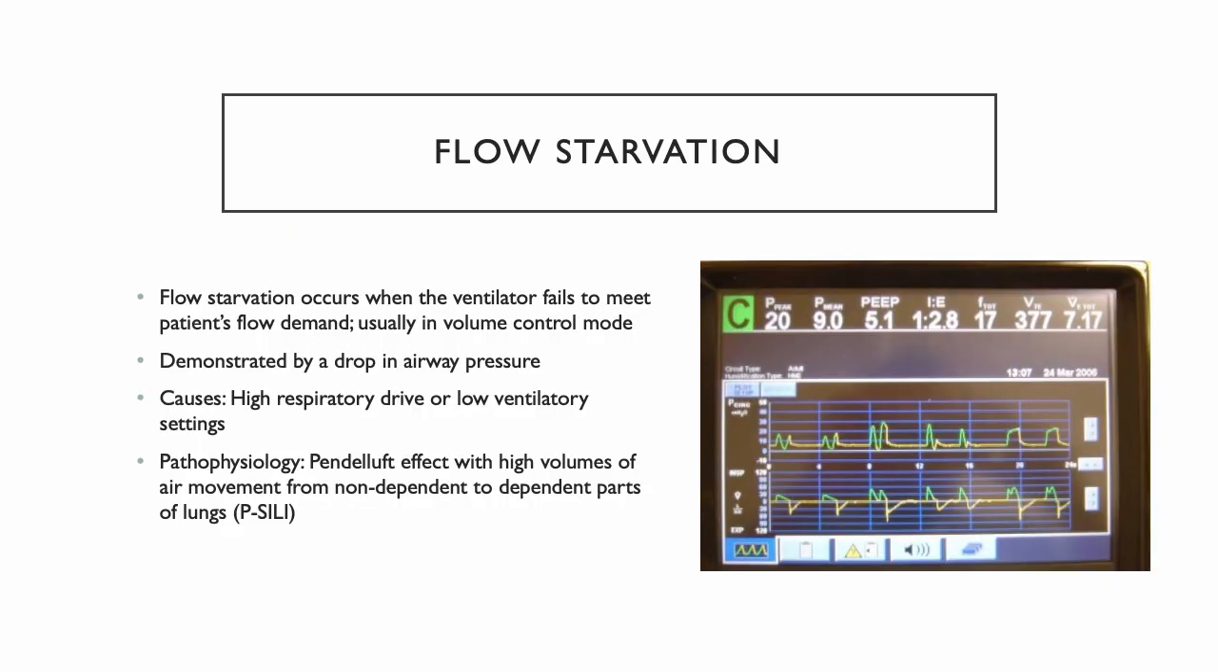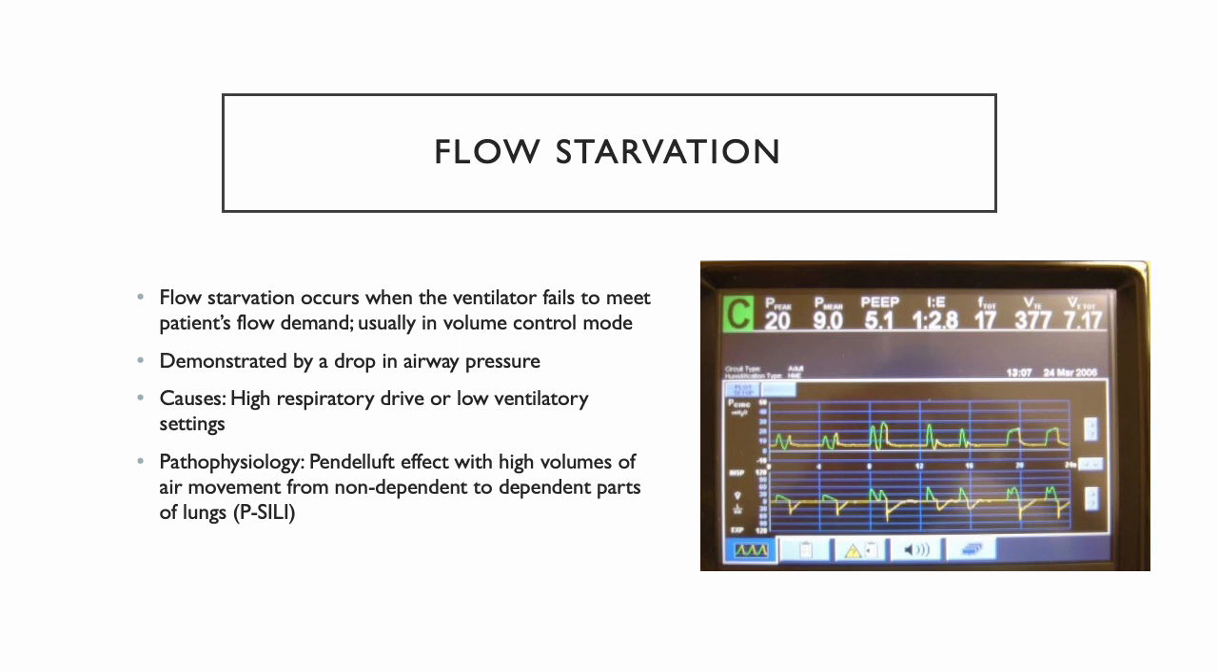Moving on to limit dysynchrony, flow starvation occurs when the ventilator fails to meet the patient's flow demand, and this usually occurs in volume control mode, where the operator actually sets the flow. It is demonstrated by a drop in airway pressure. So if we look at the pressure time waveform here, we see an M shape starting to appear, reflecting that drop in pressure. Causes include that of a high respiratory drive from the patient or low ventilator settings.